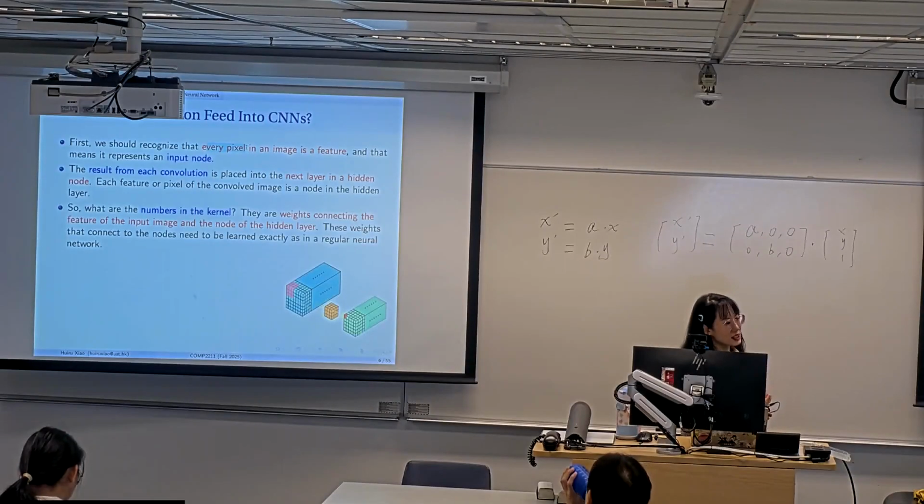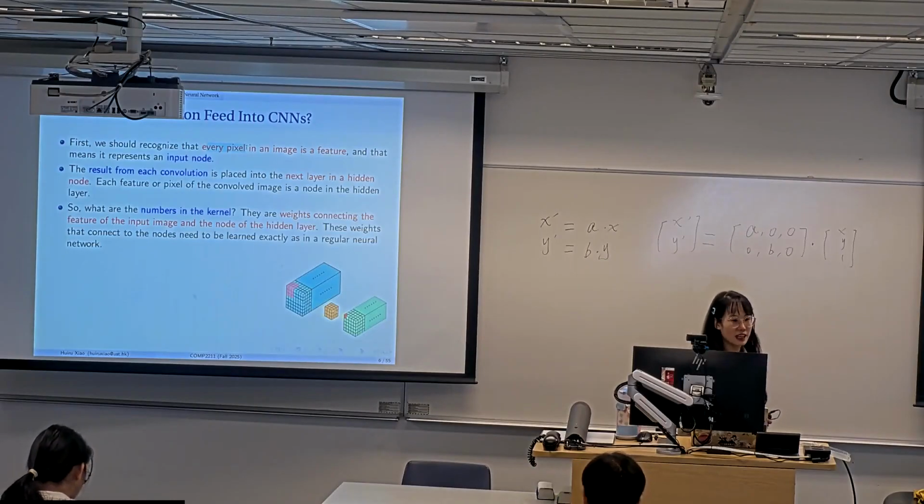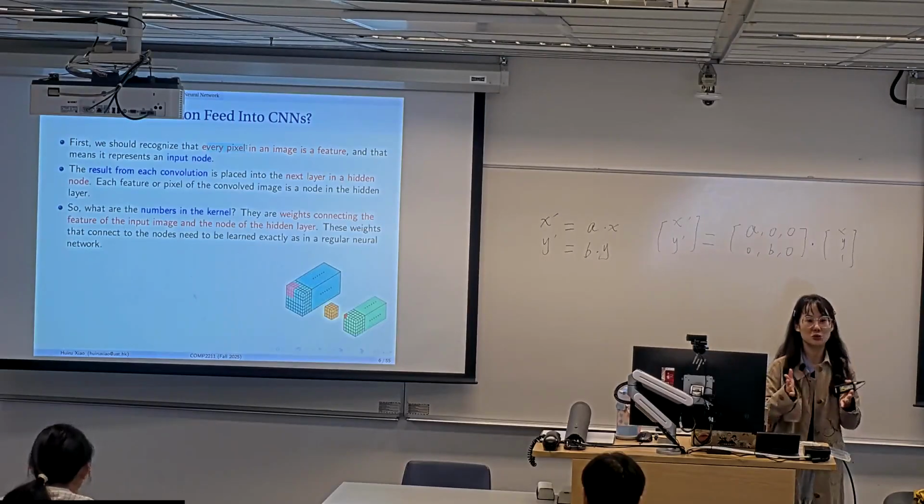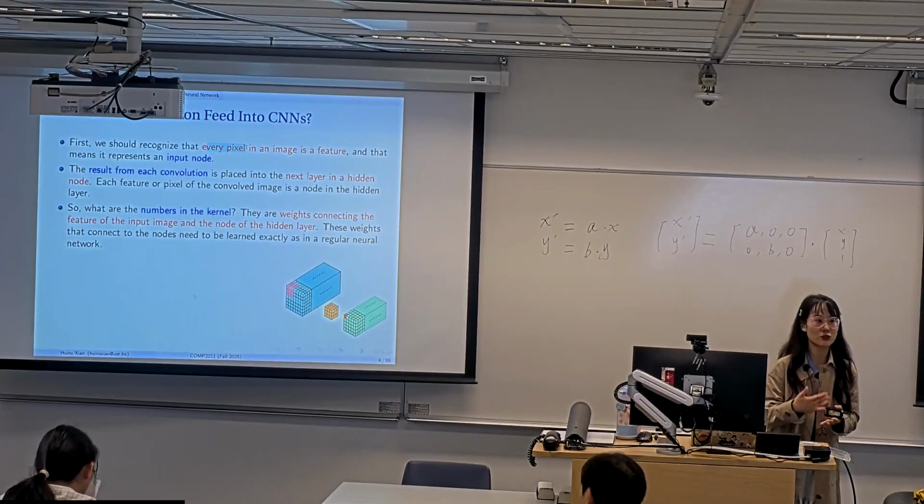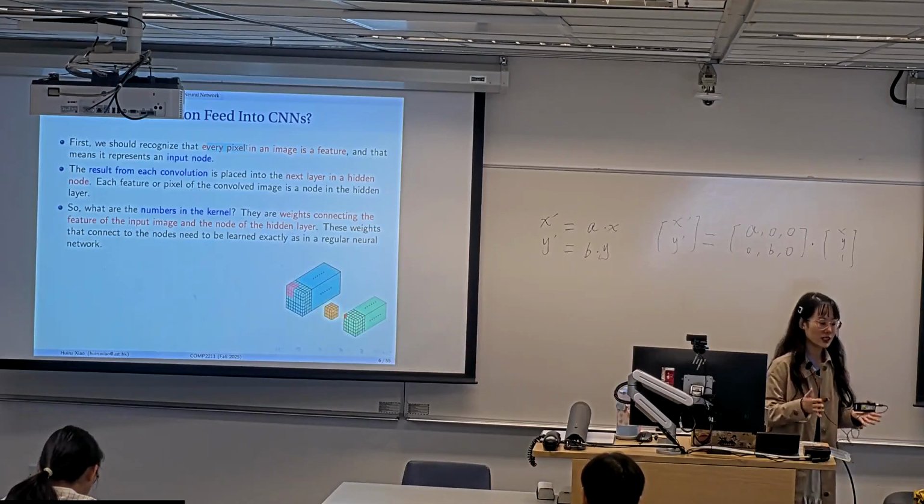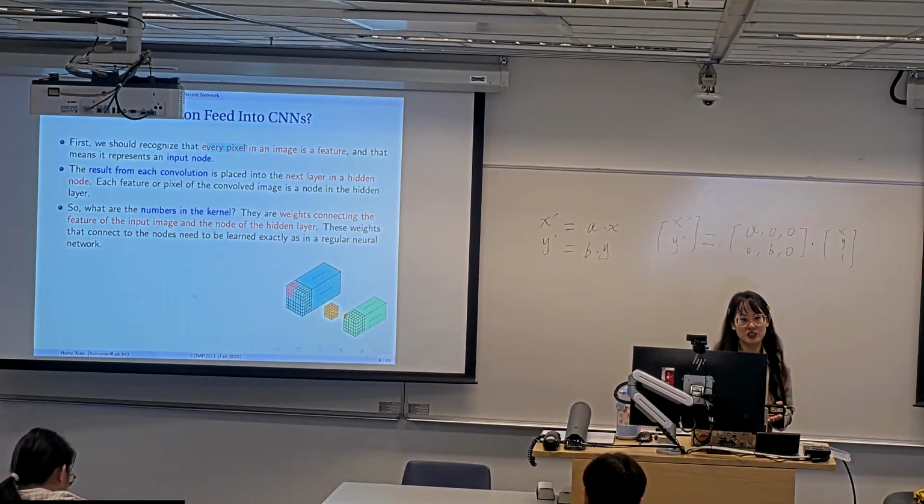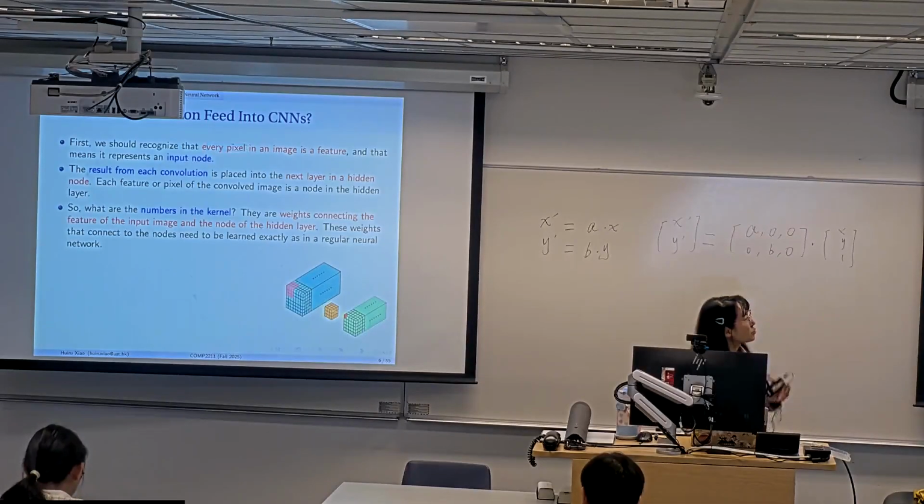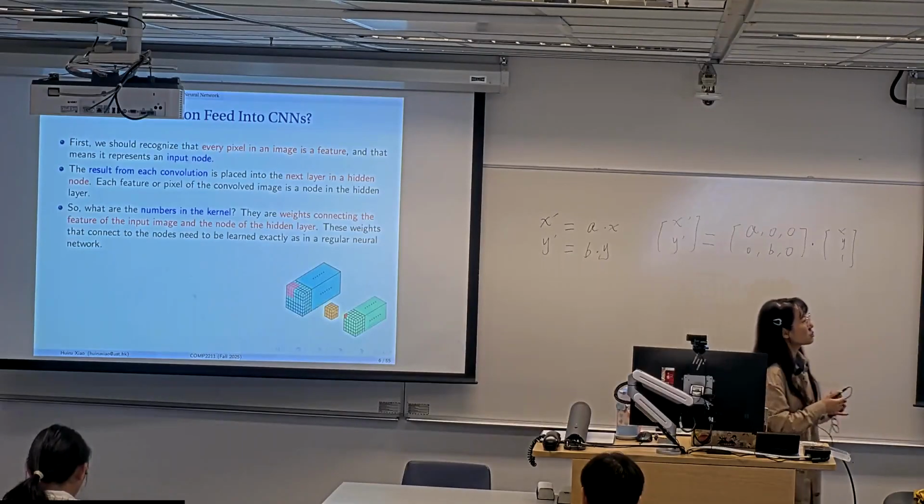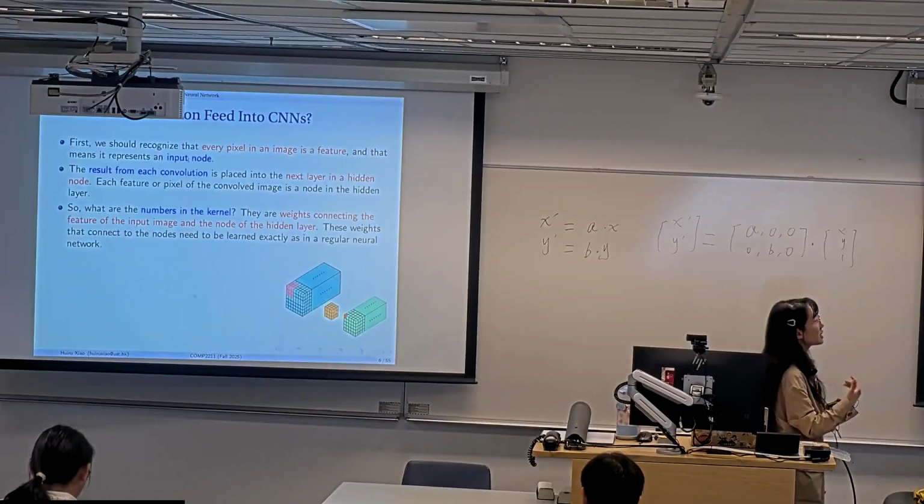That means for any input data, every pixel is an input node. As you can see, the input layer is arranged in 2D space because the image itself is 2D. Every pixel is just a feature, a node, and these nodes are arranged in 2D. The result from each convolution is placed into the next layer in a hidden node.